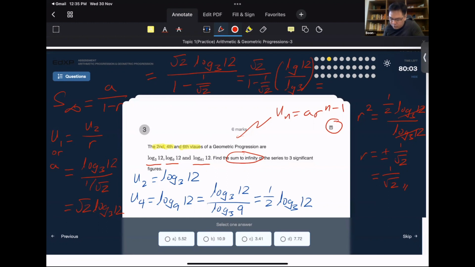So we have root 2 divided by 1 minus 1 divided by root 2. From the GDC, the answer is 10.9. Let's keep it to 3 significant figures. So I believe the answer is B.